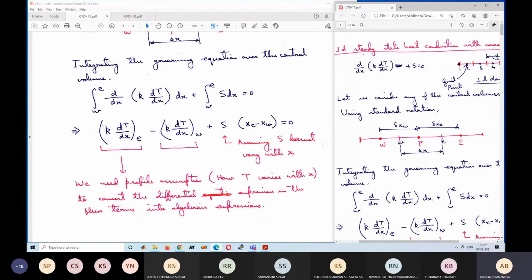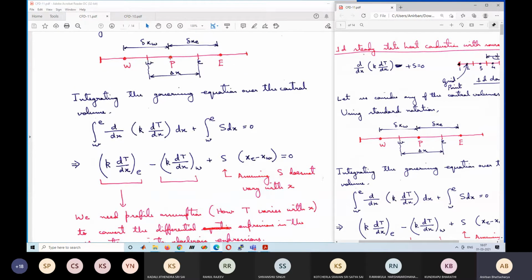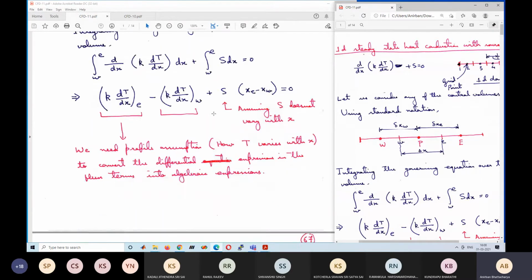So why do we need to do this? Because we want to replace this with an algebraic expression of T in terms of the grid point values, like Tp, Te and Tw. So I want to write this equation in terms of Tp, Tw and Te and remove these derivatives. Why do we need to write it in terms of Tw, Tp and Te? Because once we write this, we have an equation for unknown variables. Similarly, we will have an equation for each grid point, and we will have n equations for n unknowns. We can solve the n equations for n unknowns to get the temperature values at the grid points.